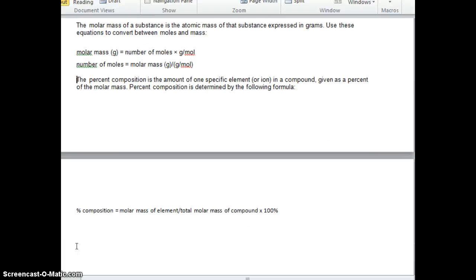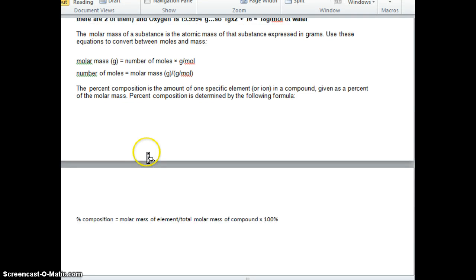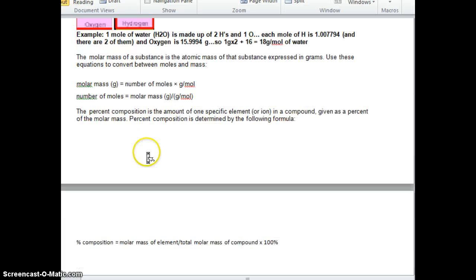Percent composition equals molar mass of an element divided by the total molar mass of the compound times 100. And again, we'll be going through some examples of those.